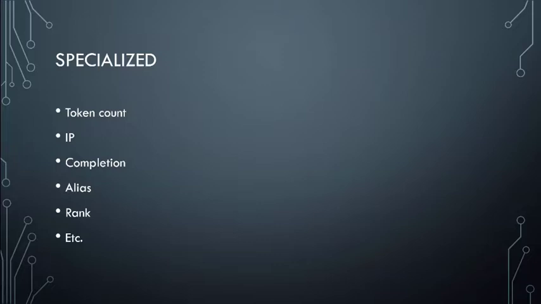Finally, specialized data types are a very specific type of data, such as token count, which stores how many tokens there are within a string, IP, which is used for IP addresses, either IPv4 or IPv6, and allows you to search for proximity of IP addresses, completion, which is used to provide autocomplete suggestions, which is what shows up when you start typing in a website, for example, alias, which is used to define an alias to another field to be able to call it by that other name, rank, which is used to boost how this record will show within the searches, among others.